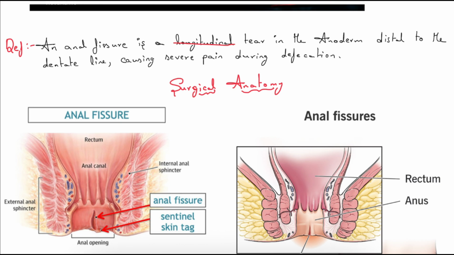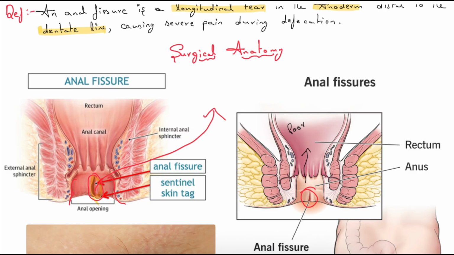If you look at the surgical anatomy, mostly you can see 90% of anal fissures in the midline. You can see here, this is the midline. 90% are in the posterior midline and 10% in the anterior midline, and lateral fissures are seen when some underlying disease is suspected. Why posterior? Because in the posterior midline there is poor blood supply.